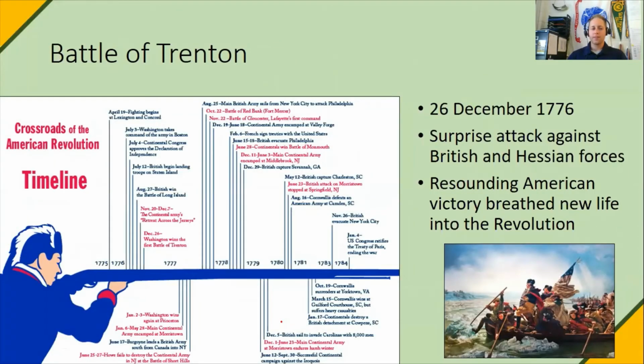A couple of key engagements that I want to talk about today. First one is the Battle of Trenton. Some of you may be familiar with this well-known painting of George Washington crossing the Delaware. This is the painting of George Washington leading his troops on their way across the frozen river to attack the British and Hessian forces at Trenton.